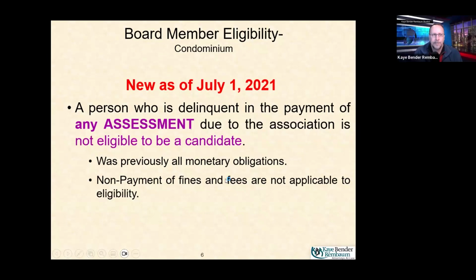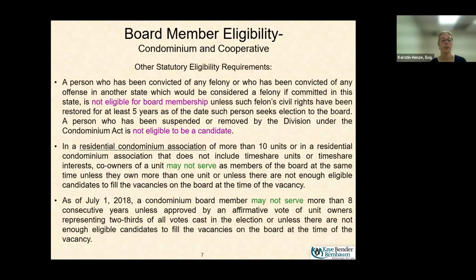Okay. Now, other eligibility requirements that are actually set forth in the statute include a person who has been convicted of a felony. Okay, you're not eligible to run unless your civil rights have been restored for at least 5 years as of the date that you seek election. Okay, a person who has been suspended or removed by the division is also not eligible to be a candidate. Okay, that means you cannot have that individual's name written on the ballot.